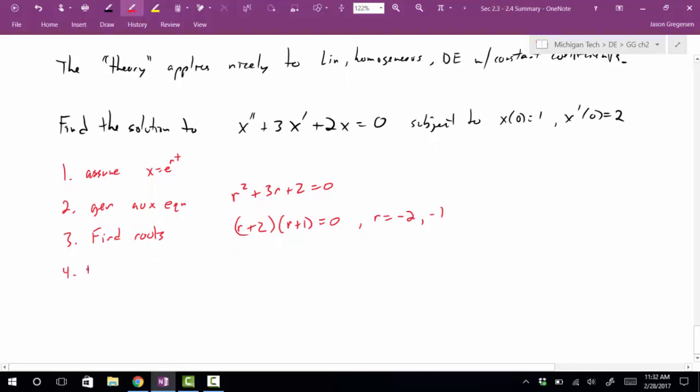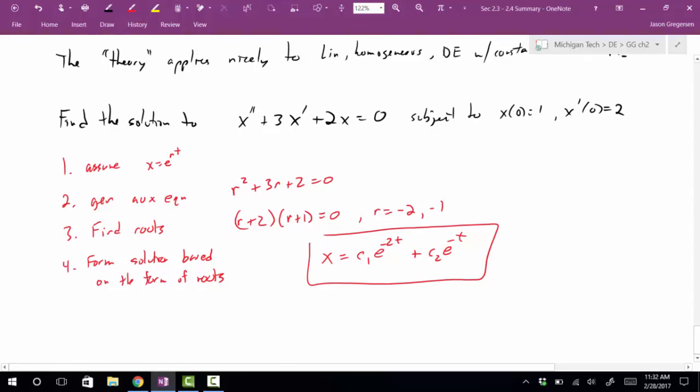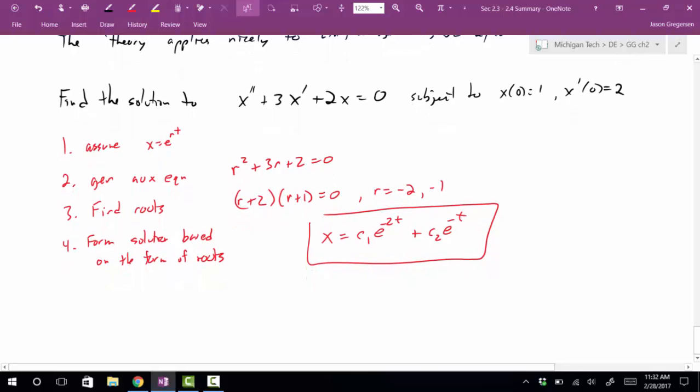Step 4, form the solution based on the form of the roots. I have distinct roots, so my solution is just some constant e to the -2t, plus some constant e to the -1t. That's my form for the distinct case.